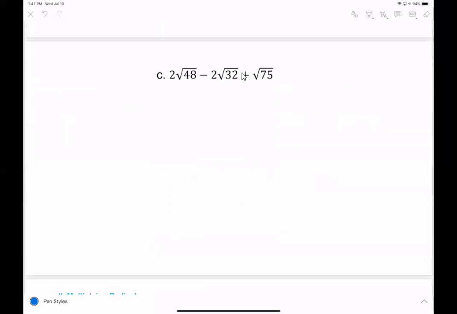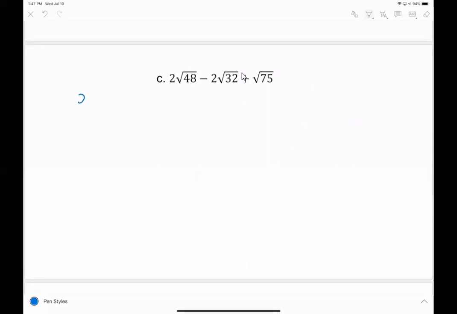One more example here is to add or subtract. Notice that the radicands do not match. So what we're going to do is we're going to do some simplifying. So I'm going to kind of separate these and do these individually. So square root of 48, I'm going to bring my 2 down in front. 48 contains a perfect square factor. The largest perfect square factor is 16. 16 times 3 is 48.